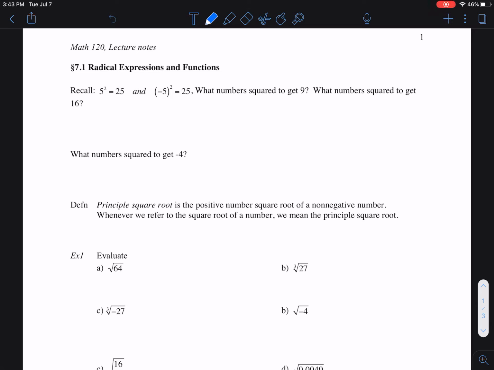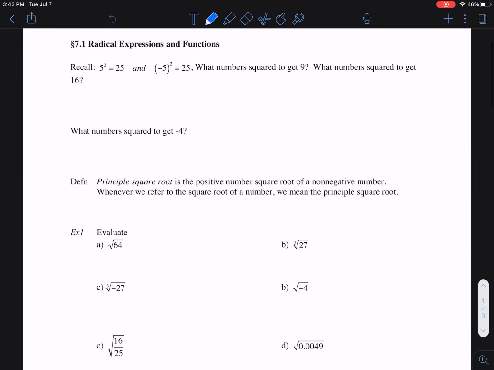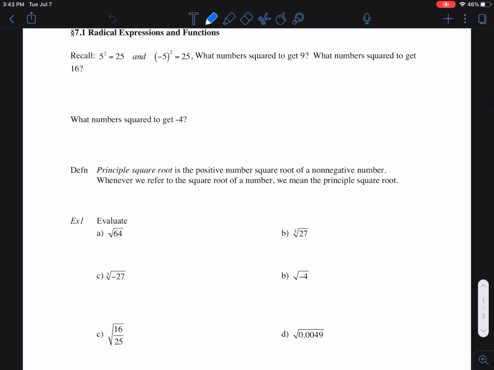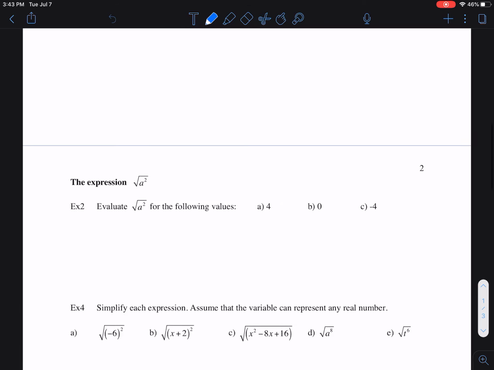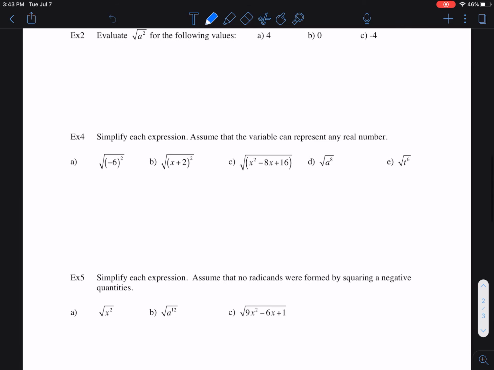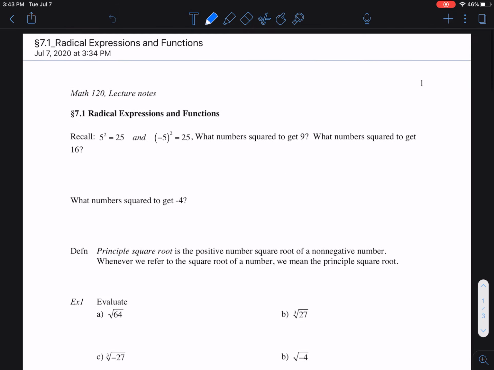Alright, welcome back guys. In this video we're going to introduce radical expressions and perhaps talk about radical functions a little bit, but mainly just do a bunch of examples. How do we evaluate radical expressions that are mainly numbers and expressions like this here? So let's get to it.